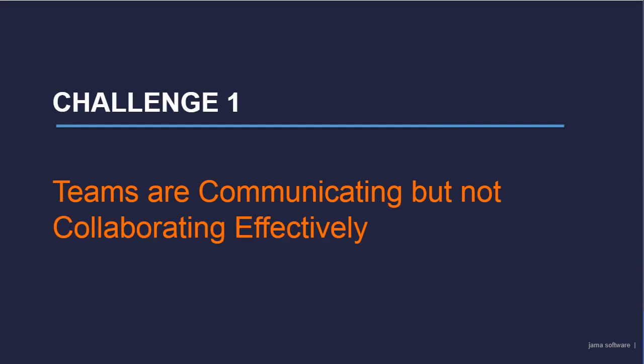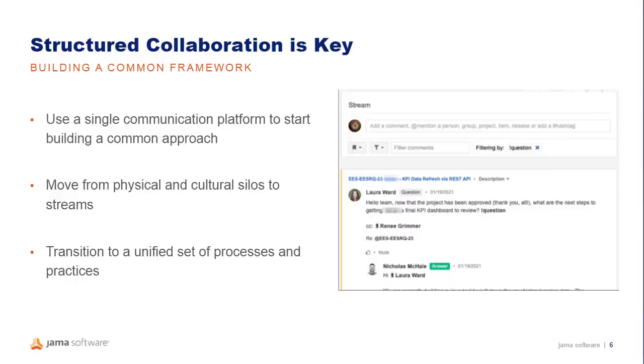So what we want to enable and really point out is that if you collaborate in a structured way, you can work around the actual data that's important that you're communicating about. And what Jama provides is really a single communication platform. So as people bring their data into Jama, we're able to move away from, let's say, that physical and cultural silo where you're operating on different teams and different sites.